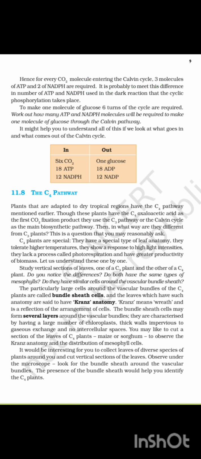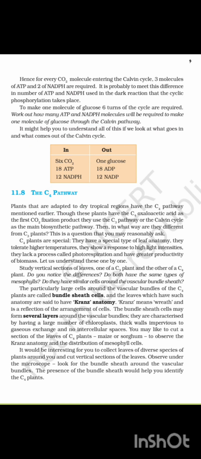It is probably to meet this difference in the number of ATP and NADPH used in the dark reaction that cyclic phosphorylation takes place. To make 1 molecule of glucose, 6 turns of the cycle are required. Work out how many ATP and NADPH molecules will be required to make 1 molecule of glucose through the Calvin pathway. It might help you to understand all of this if we look at what goes in and what comes out of the Calvin cycle.